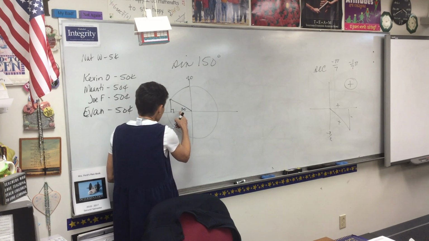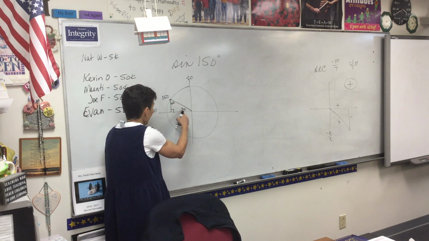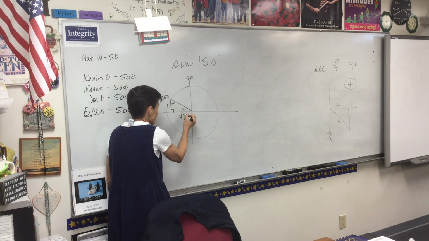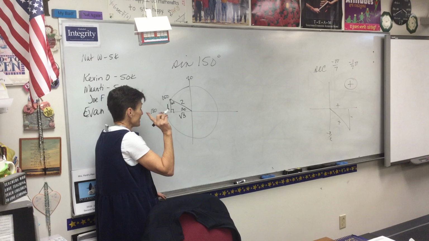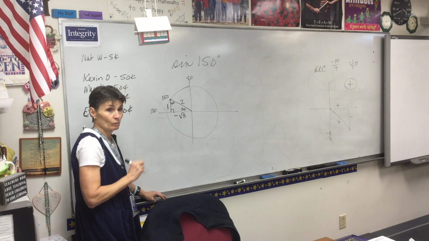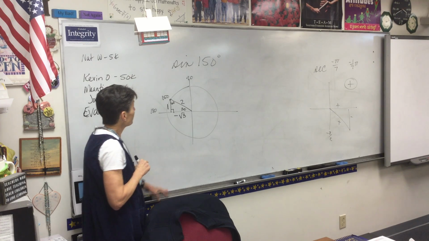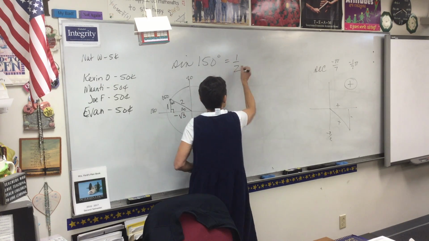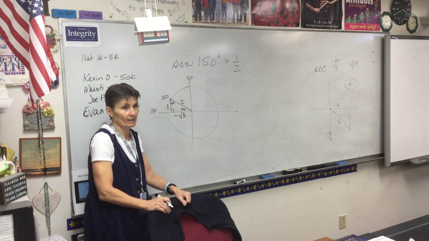Now, wait a minute, if he's 30, that's 60, I've got a special triangle there, don't I? 30, 60, 90. Across from the 30 is 1. Across from the 60 is root 3. And the hypotenuse is 2. Because I'm sitting in quadrant 2, though, I'm going to make that negative root 3. Wouldn't that be a negative number? Now I want the sine. 1/2. Opposite over hypotenuse. You just found the sine of 150 without a calculator. Isn't that amazing?